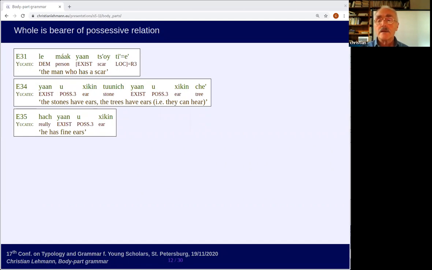And the other case is a possession of a vital body part may be ascribed to its natural possessor. And then the Gricean maxim of relation may be relied upon for interpretation. This happens in the last example, 35. Literally, really, he has ear, which means he has fine ears. Although shikin is an inalienable body part.